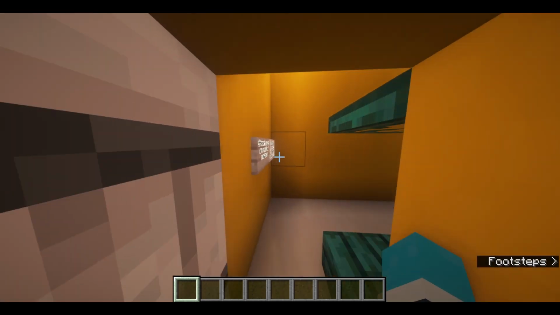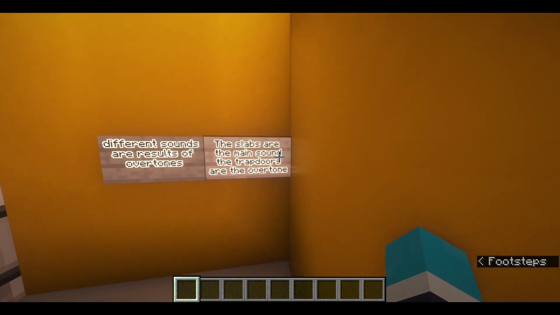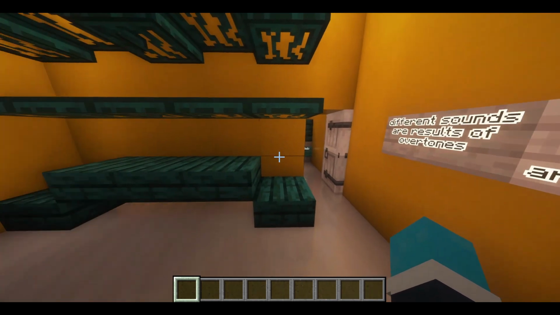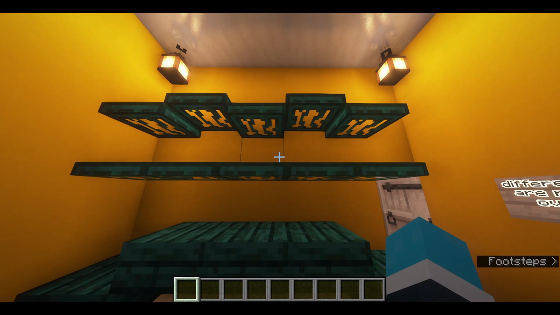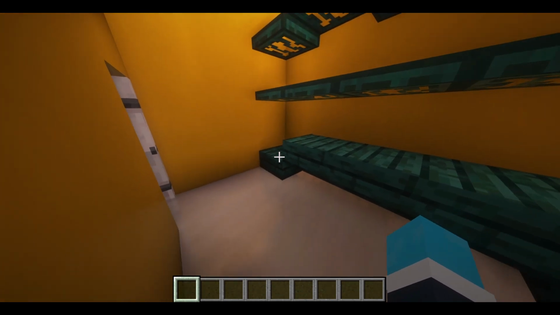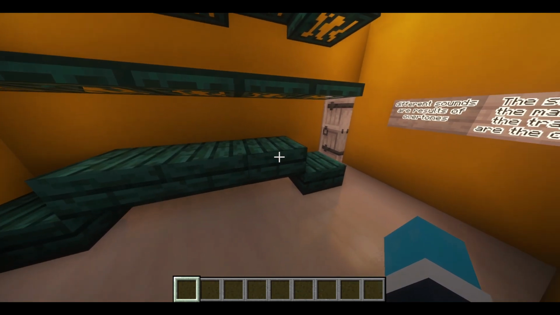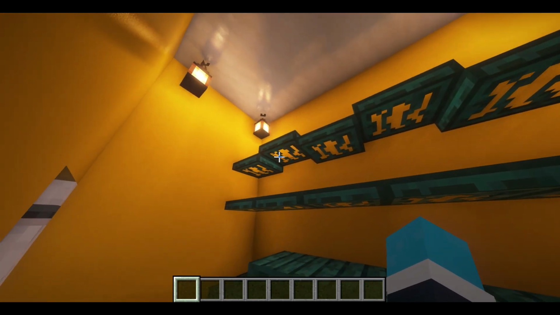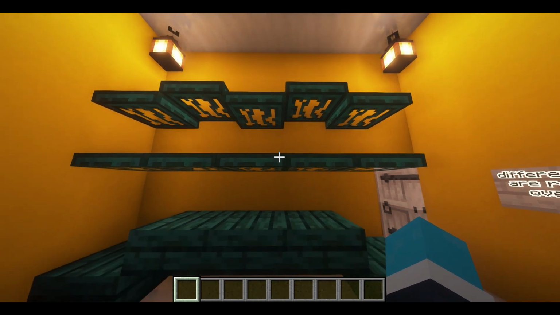Now we can move on to what makes sounds unique. Overtones. The slabs here on this wall are the main sound, and the trapdoors represent the overtones. So here we have our main sound being produced, and then we have two different layers of overtones. The overtones change and add to the main pitch of the sound being made, so it sounds different.